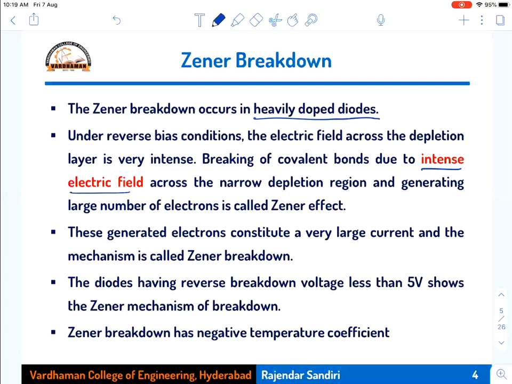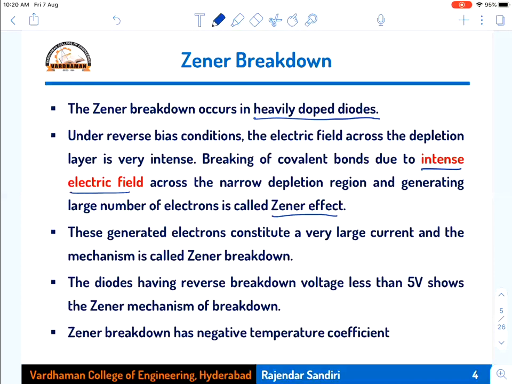So now, here also the process of colliding or breaking of covalent bonds is there, but the breaking of covalent bonds in this case is because of the high intense electric field, whereas the breaking of covalent bonds in the previous case is due to the high kinetic energy acquired by the electrons. So these generated electrons constitute a very large current, and the mechanism is called Zener breakdown.